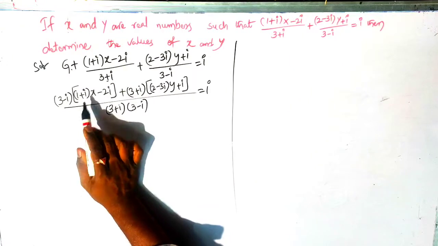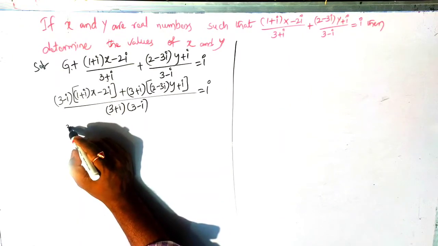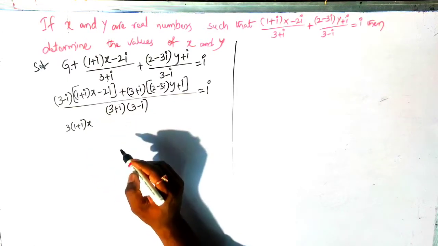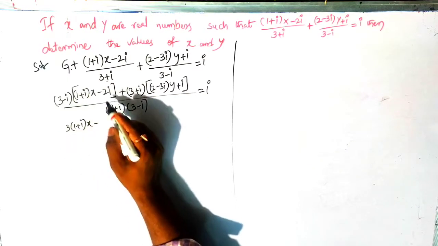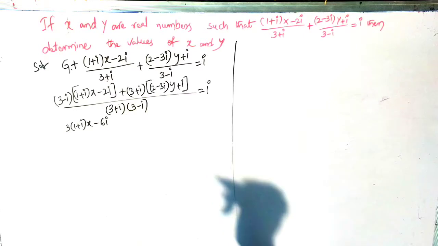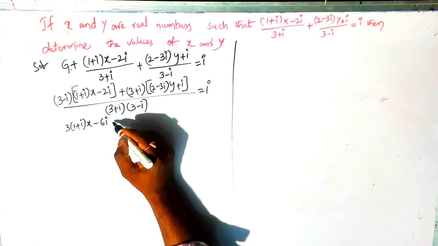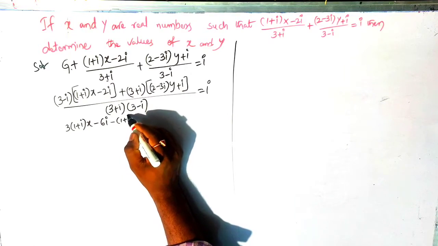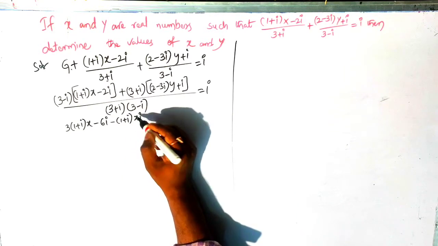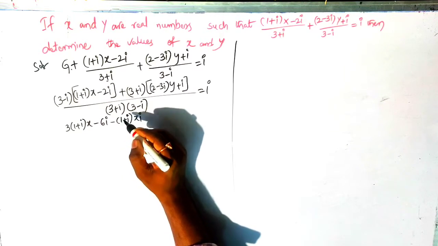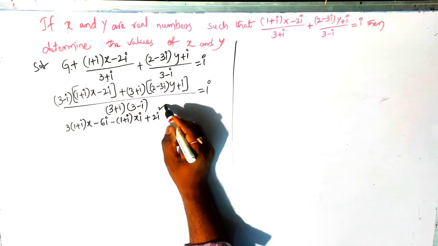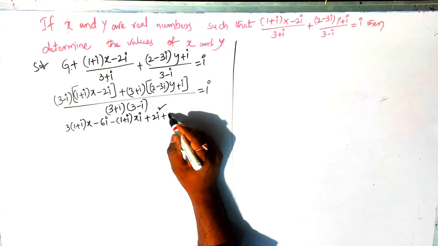So 3 into this one. So 3(1 + i) into x, minus 3 into 2, 6i. Clear. Next minus i. So minus (1 + i) into xi we get here. Okay, minus i to multiply. So minus into minus plus 2i square, plus same as this.